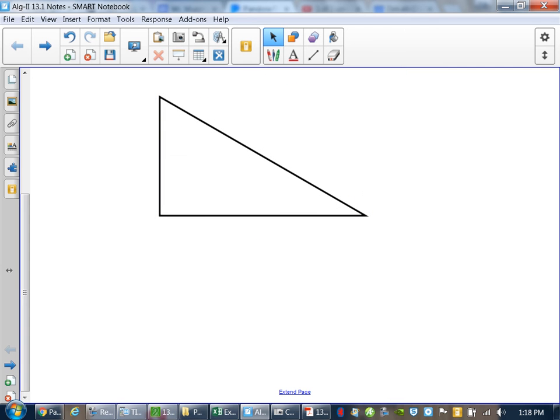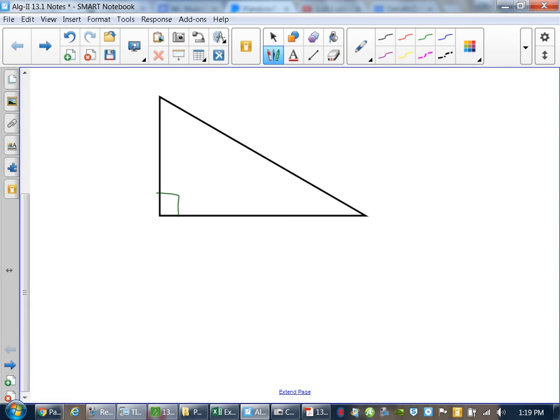Correct. Usually, what designates that a triangle is right? A square in the corner. So, if I put that there, then you have parts of said triangle. What is one part that never changes in a right triangle? The hypotenuse.